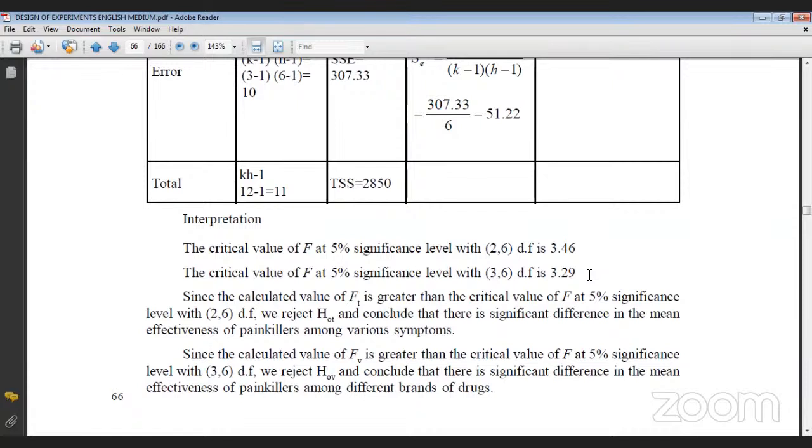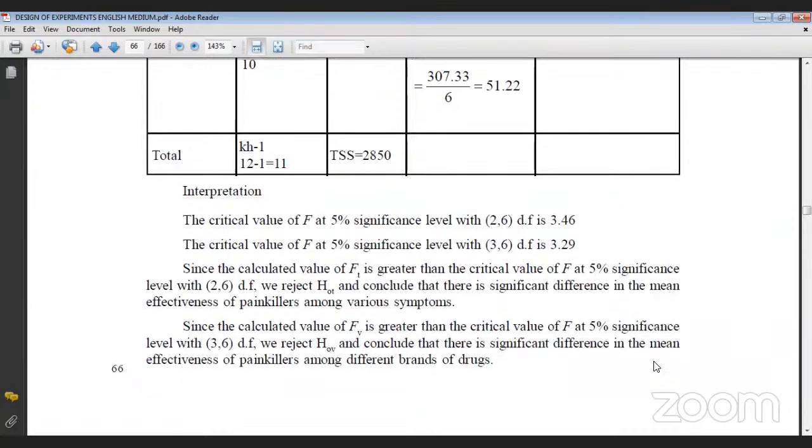Then we calculate. Since the calculated value of F is greater than the critical value at the significance level with 260 degrees of freedom, we reject H0 and conclude that there is a significant difference in the mean effectiveness of painkillers among the various symptoms. Since the calculated value of F is greater than the critical value at the 5% significance level with 360 degrees of freedom, we reject H0 and conclude that there is a significant difference in the mean effectiveness of painkillers among the different brands of drugs we are taking here.